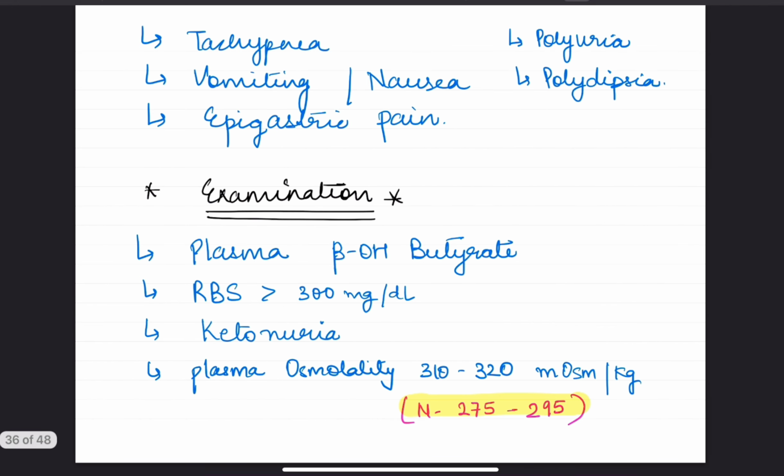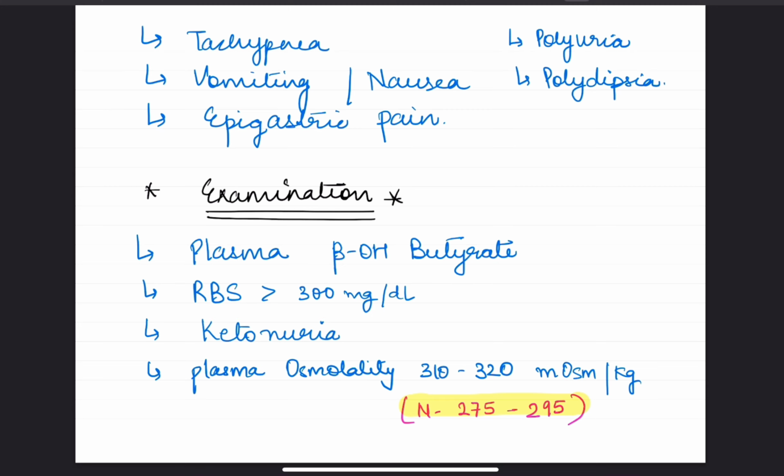Next there will be vomiting and nausea, because these ketone bodies present in the blood activate the chemoreceptors and cause vomiting and nausea. That's why there will be epigastric pain also. In the examination, to see that there are ketones in the body, we can check the plasma beta hydroxybutyrate, which will give us the confirmation, and we can check the random blood sugar test, which will be more than 300 milligram per deciliter.